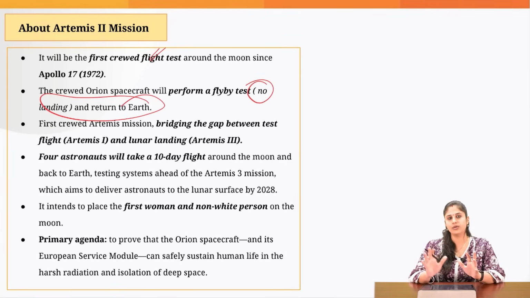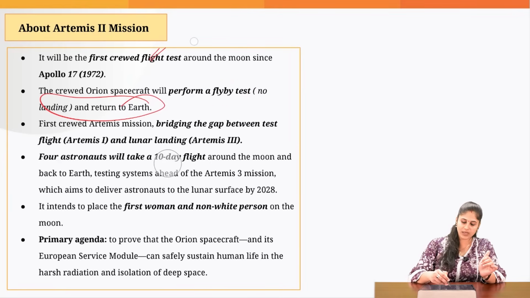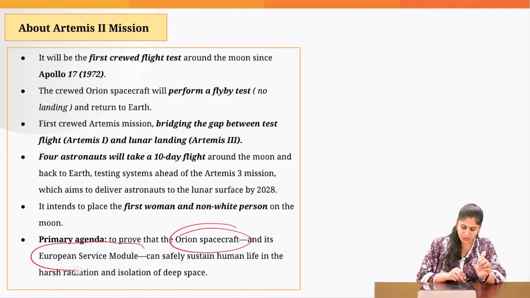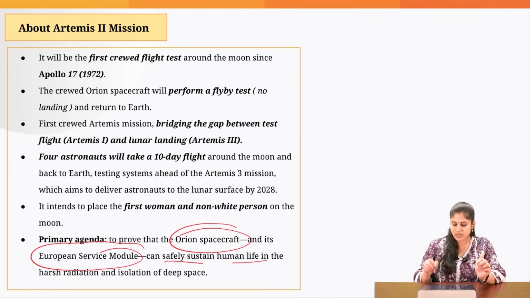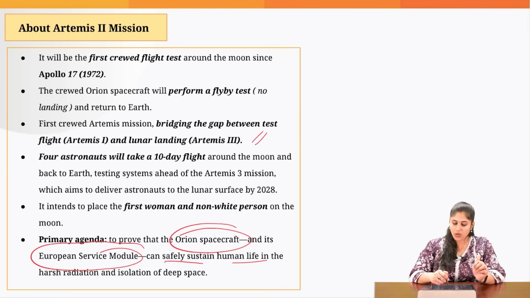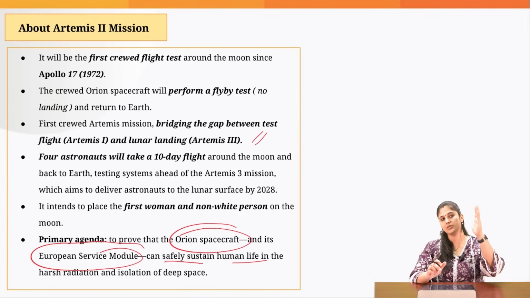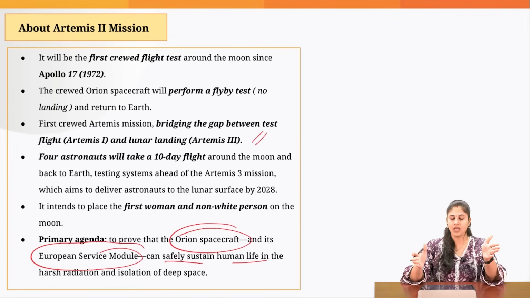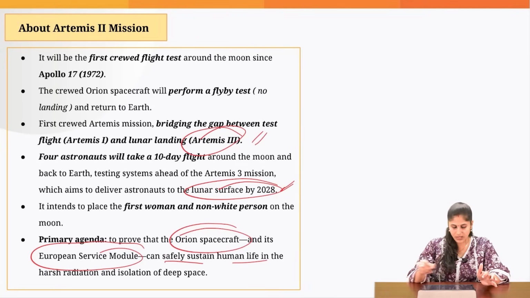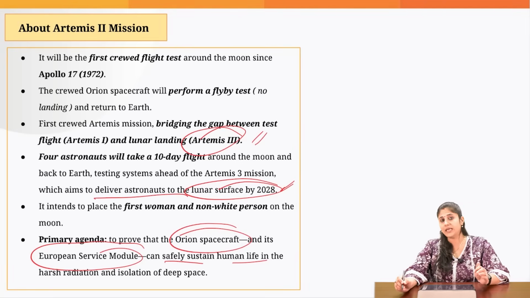It does not intend to land on the moon. It is just a flyby test. The main aim of this second mission is to check whether the Orion spacecraft and the European service model are able to safely sustain human life in deep space or not. It also intends to bridge the gap between the Artemis first mission and the Artemis third mission, because in the Artemis third mission, NASA is planning to actually land on the lunar surface by 2028.